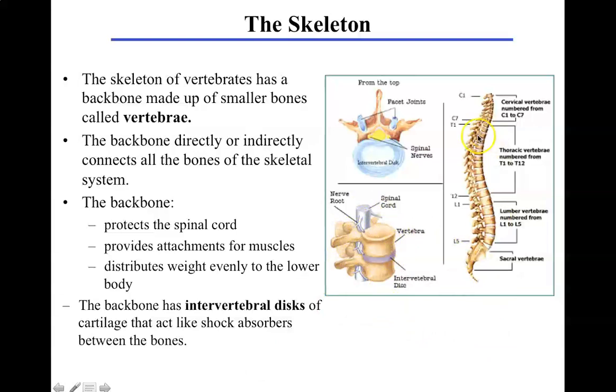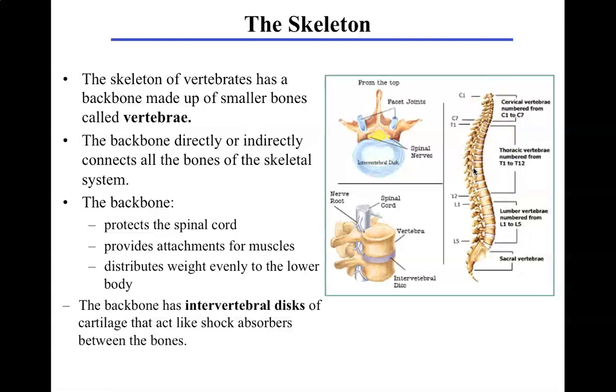All right. We also have muscles that are attached to our backbone. So do a sit-up and you're pulling on muscles that are on your spinal cord, or your backbone, I should say. I've been saying spinal cord this whole time. I should have been saying backbone. But whatever. Your backbone also helps distribute weight over your body.